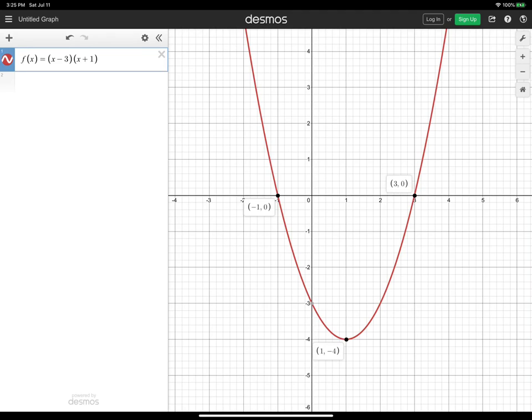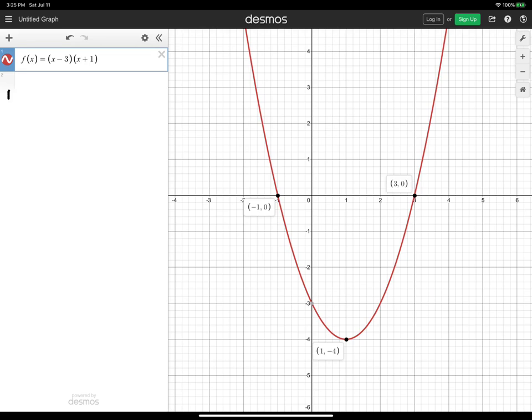Number 2, part 1, graph each function and identify the domain and range. So I graphed it for you on Desmos, right? So if you graph this function into your calculator or using Desmos, this is what it looks like. Okay, but let's just remind ourselves what's domain and range.